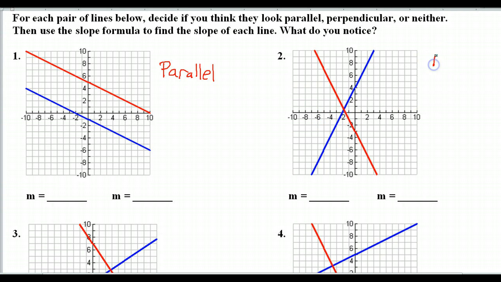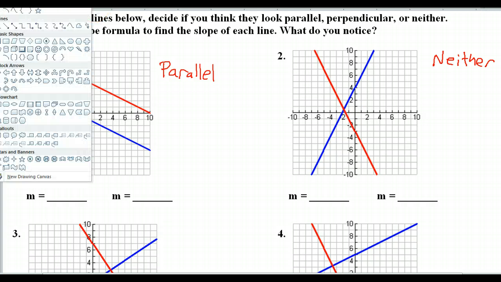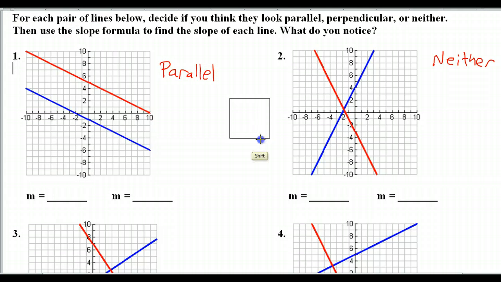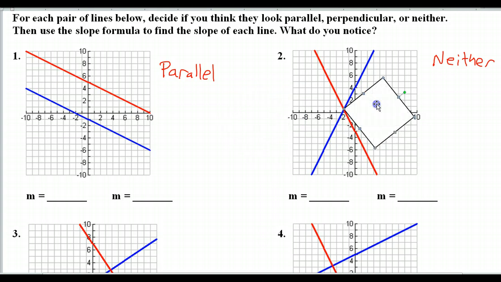Okay, I'm hoping you can see that these two lines are neither parallel nor perpendicular. Perpendicular means that they have to meet at a 90-degree angle. So for example, if you take a square or a rectangle, if these are truly 90 degrees, then I should be able to perfectly fit the corner of a square or a rectangle in here, and it would fit perfectly.